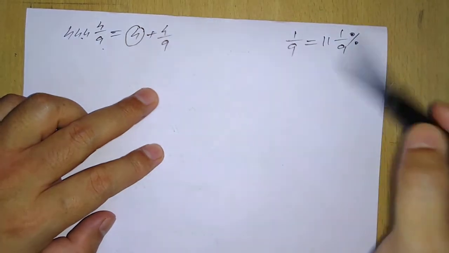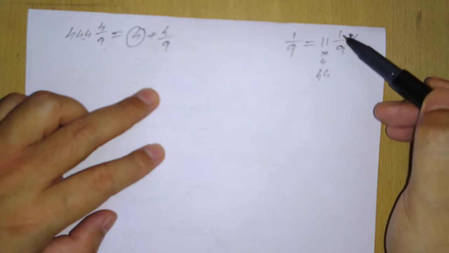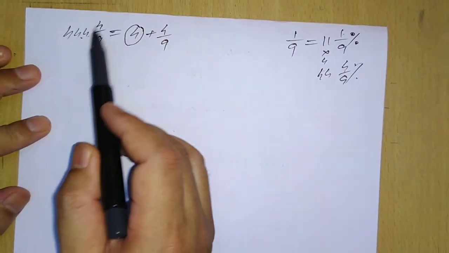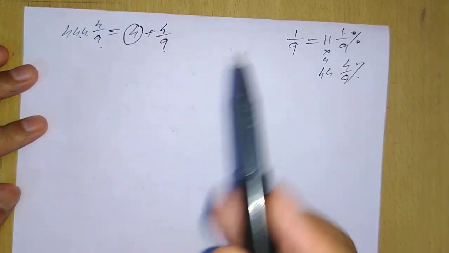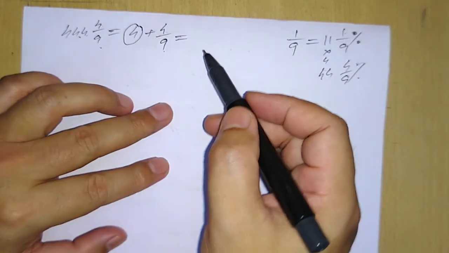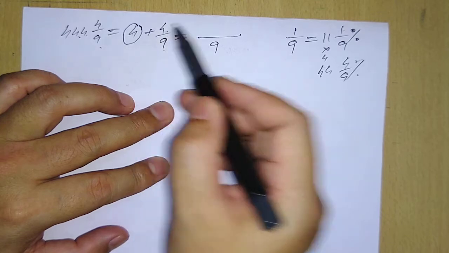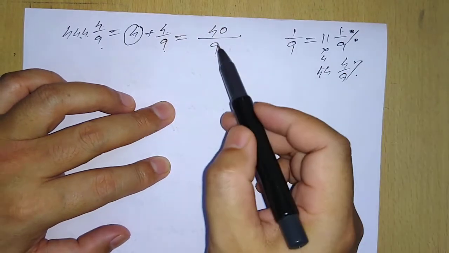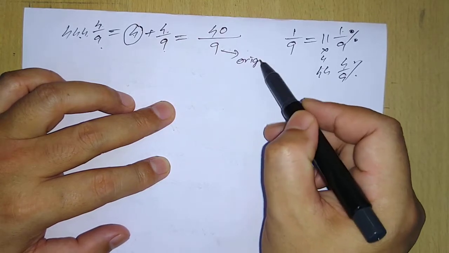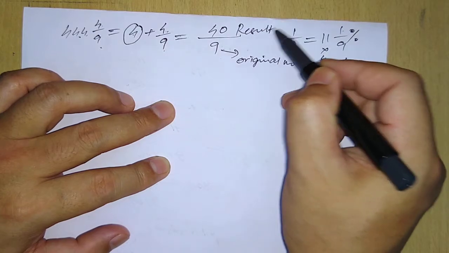So 44 4 by 9. If we multiply 11 into 4, it will give us 44. 4 1s are 4, 4 by 9%. So we can directly write 44 4 by 9 as 4 by 9. Now if we solve this, we will get how much? 9 4s are 36. 36 plus 4 is 40. So 40 by 9. So as I said, this is the original number, and this is our result.